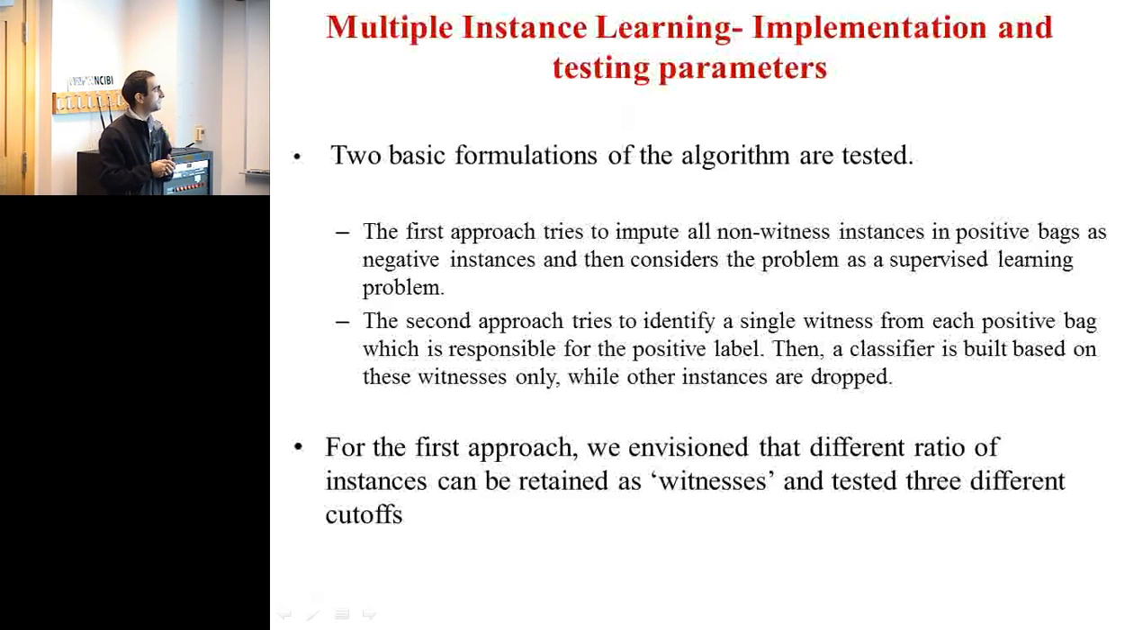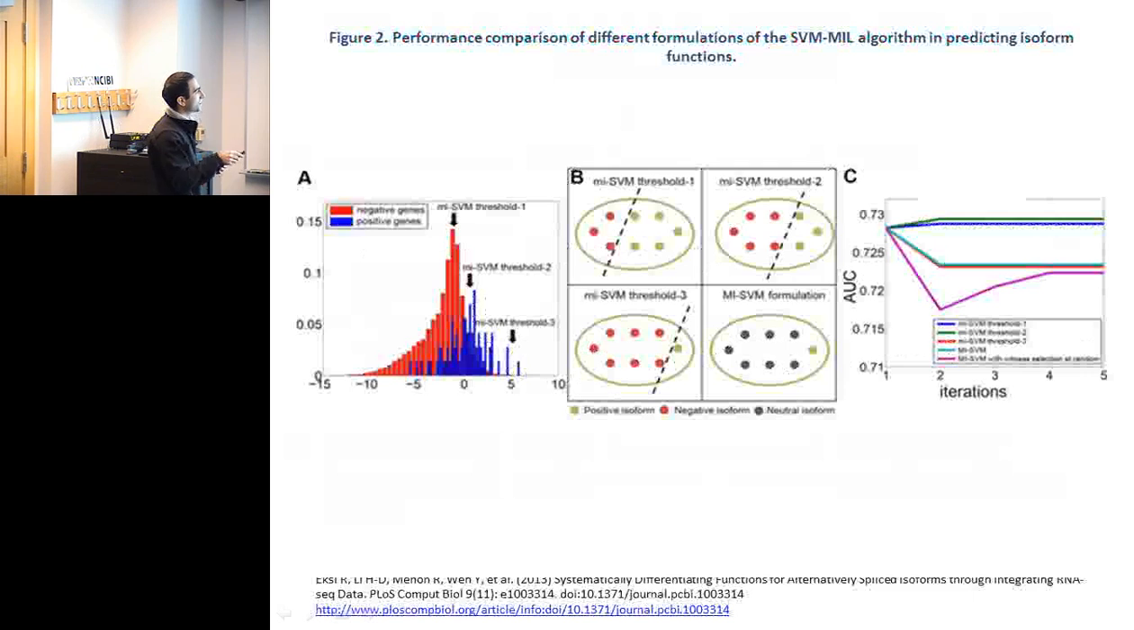So there are different formulations of multiple instance learning. The first approach is, let me show you in this figure. So this is a positive gene with multiple transcripts. One of the approaches is just choosing one of the transcripts as witness and discarding the others. So instead of having this many transcripts, we will only have one positive that is representative of that gene.